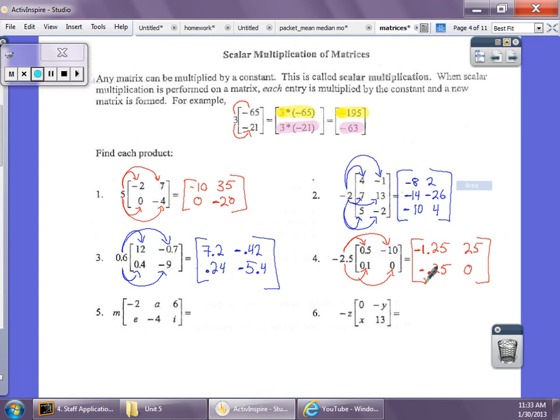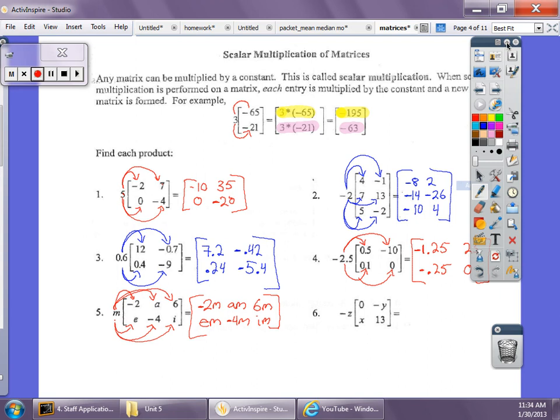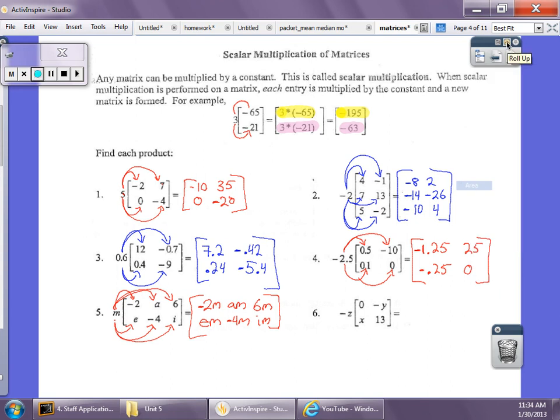We can even multiply, the constant can be a letter, it can be our variable. So this time we have the variable m. Well, we just do m times negative 2, negative 2m, m times a, which is am, m times 6, 6m, m times e, it's em, negative 4 times m, which is negative 4m, and i times m is im. So we do it the same exact way, we just happen to have a bunch of variables.